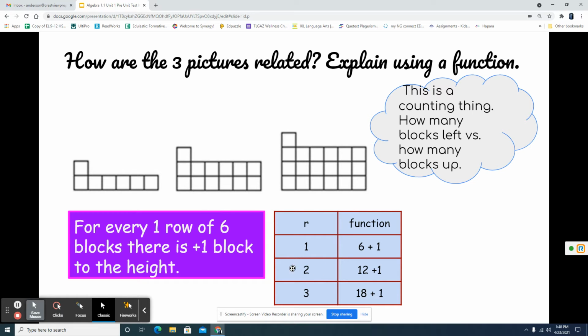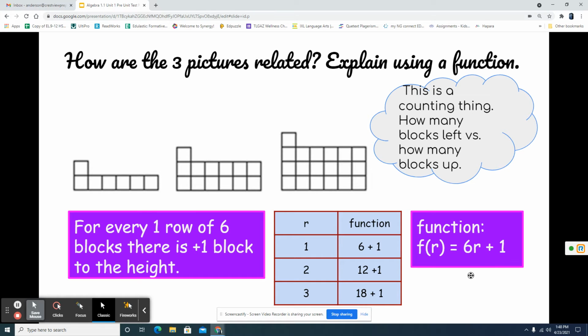Here we've got 2 rows, so we have 12 blocks: 1, 2, 3, 4, 5, 6, 7, 8, 9, 10, 11, 12, plus 1. Right? And for our third one, we end up with 18 blocks, 3 times 6 plus 1. So our function of r, r being the rows, is 6 times the number of rows, 6 because there are 6 blocks per row, plus 1, our additional.